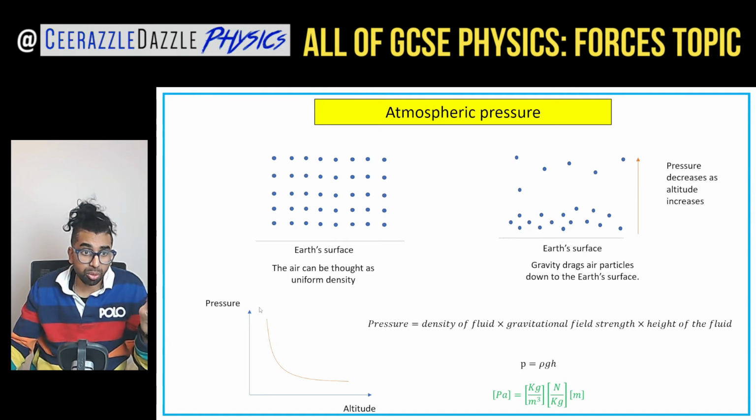Because we're talking about a fluid still, we can still use the formula pressure is equal to density of the fluid times the gravitational field strength times the height of the fluid to do calculations about atmospheric pressure.